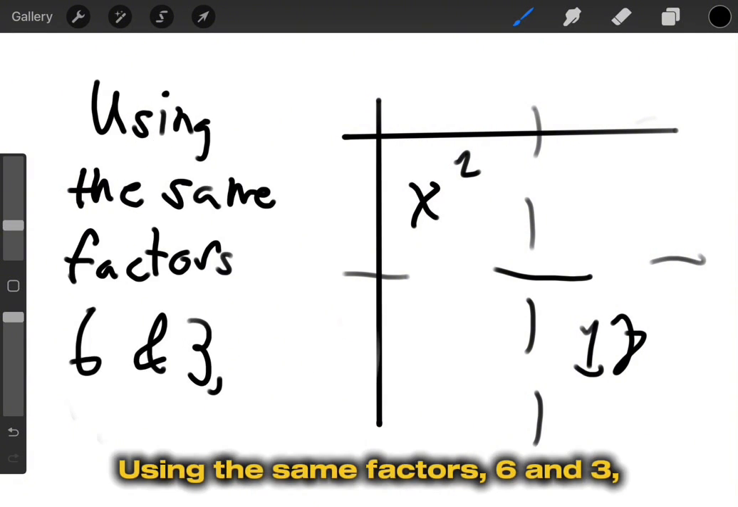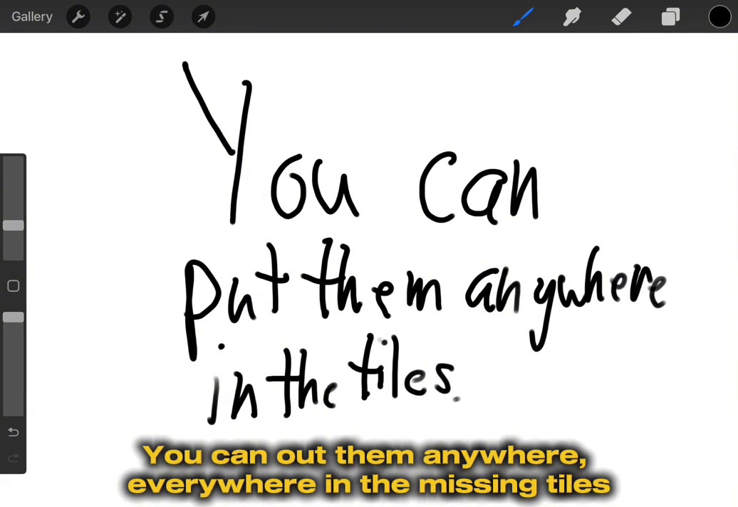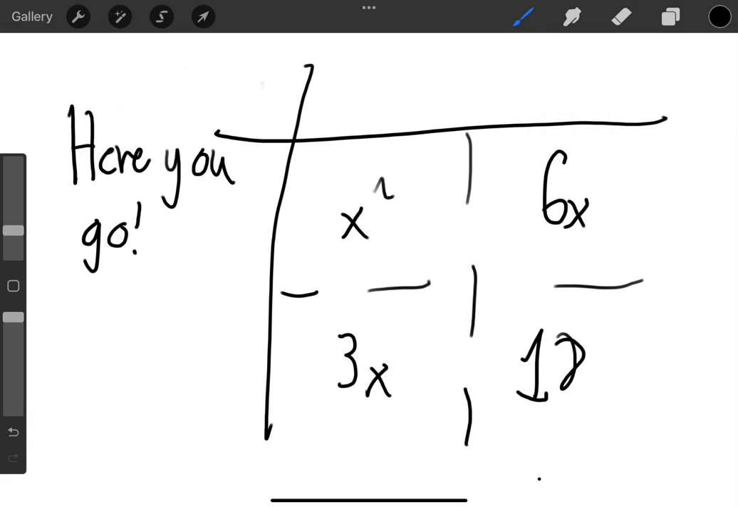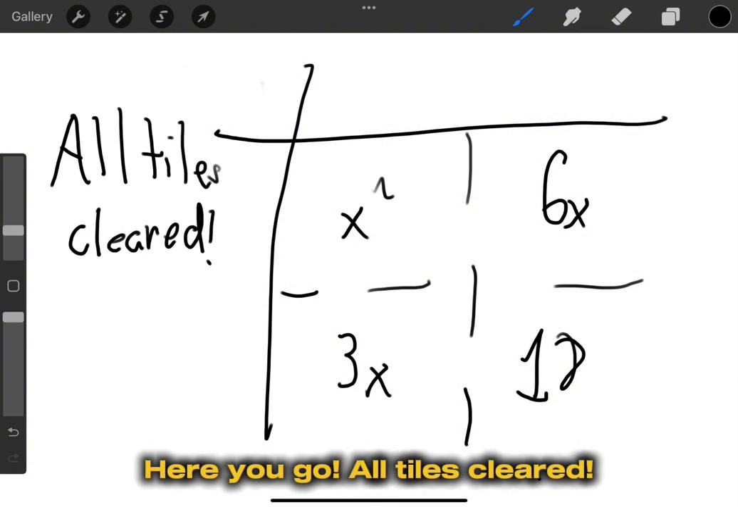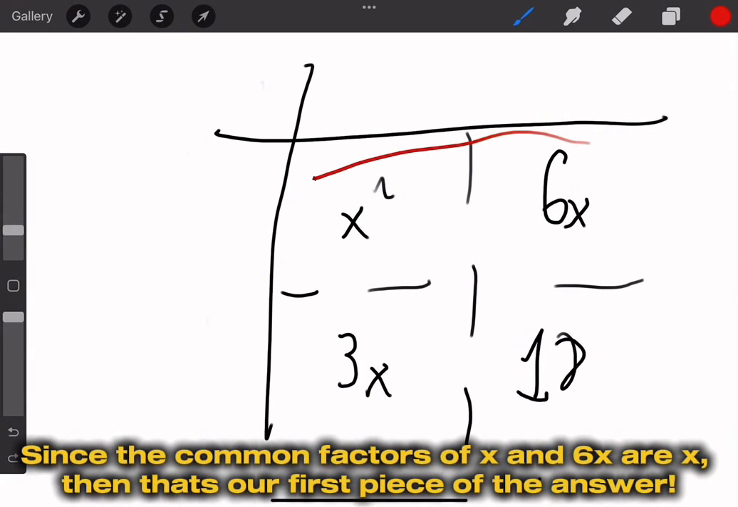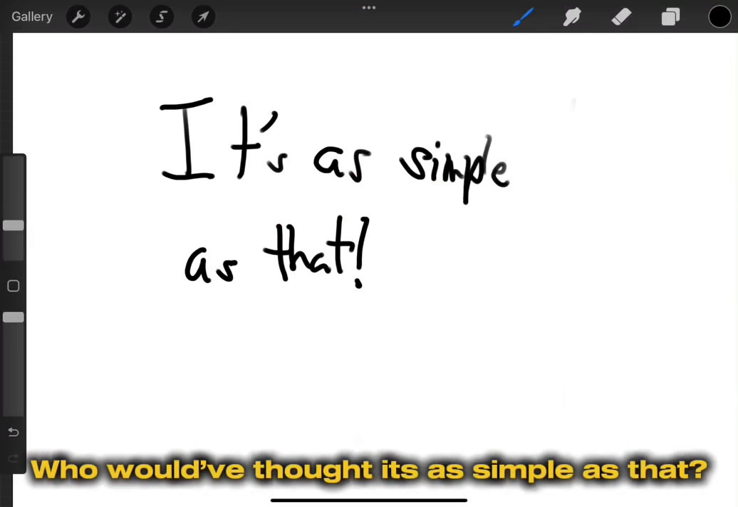Using the same factors 6 and 3, put them in the remaining tiles. You can put them anywhere, everywhere in the missing tiles. Just don't forget the x, since it results to x squared. Here you go, all tiles cleared. Now, you just have to extract the GCF for each column and row. Since the common factors of x and 6x are x, then that is our first piece for the answer. Who would have thought it would have been as simple as that?